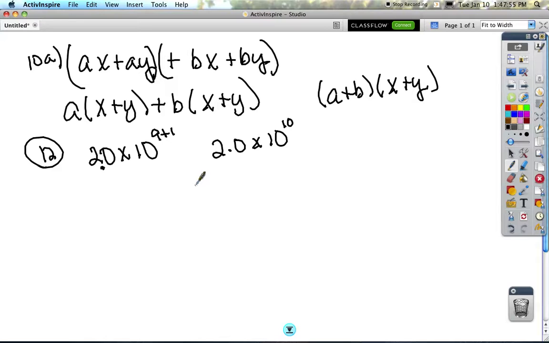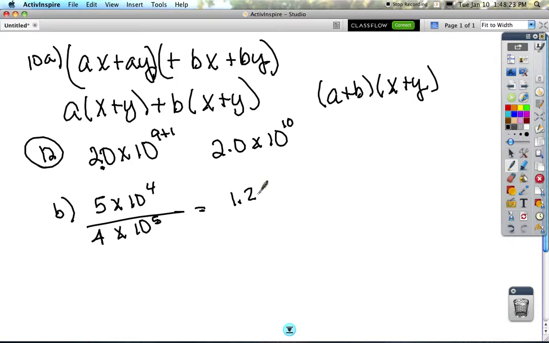Okay? Now, in the B part of that, they've got Q divided by P. So Q, 5 times 10 to the 4th, divided by P, 4 times 10 to the 5th. What's 5 divided by 4? 1 point 2, 5. It's a perfect 1.25. 1 with 1/4 left over. Times 10 to the negative 1. That is your answer.